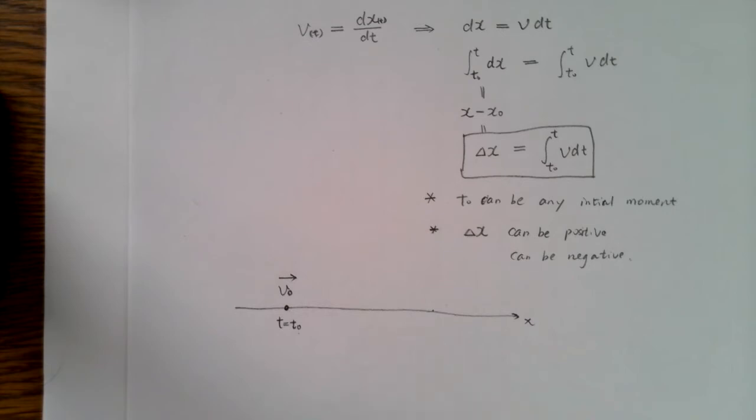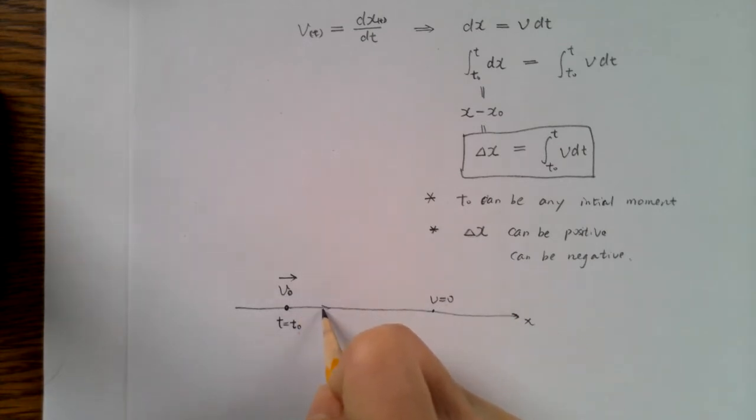But there is one special case. Let's see. This object is moving to the right with one initial velocity v sub 0, but it slows down. It has some acceleration. So it slows down, and then at some moment, not the final moment yet, at some intermediate moment, the velocity v turns into 0. And then what happened next?